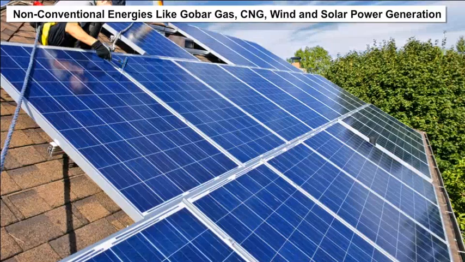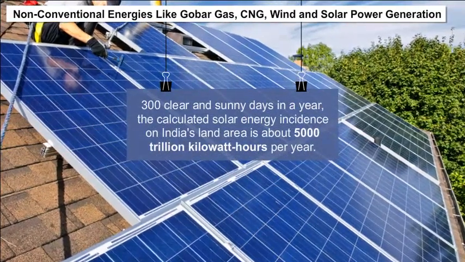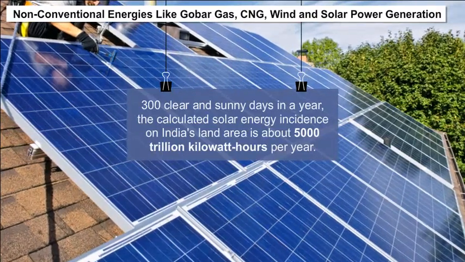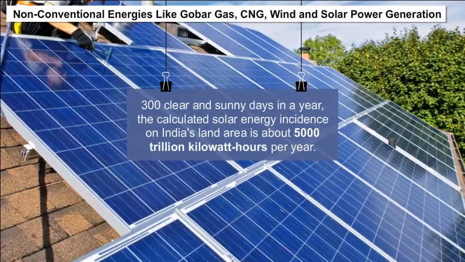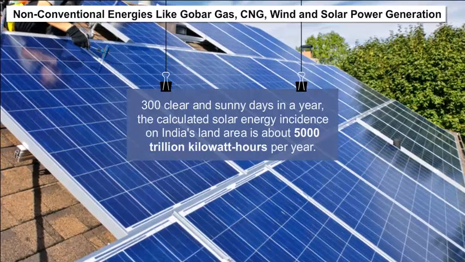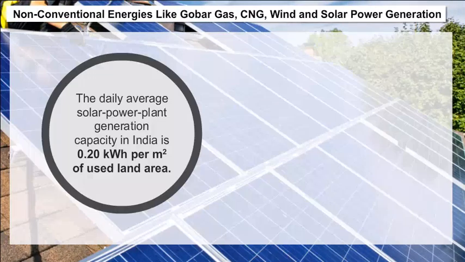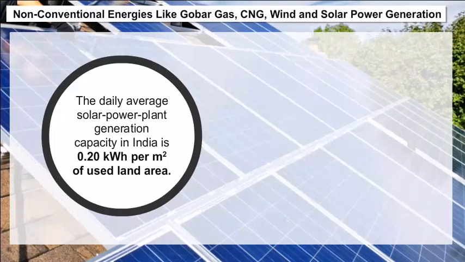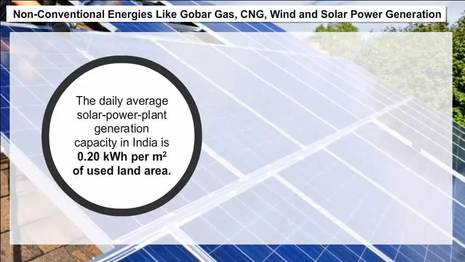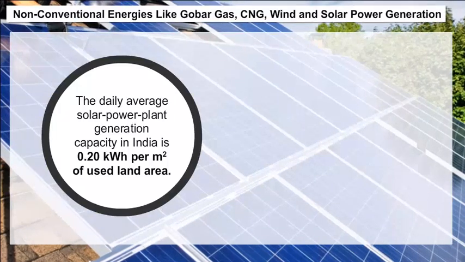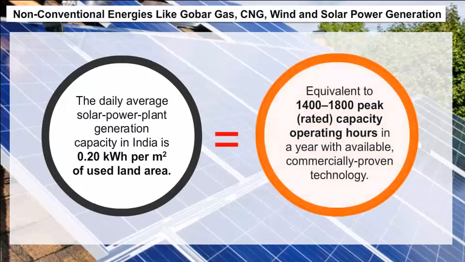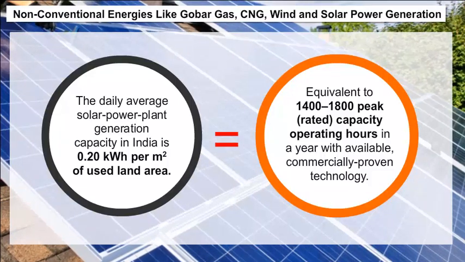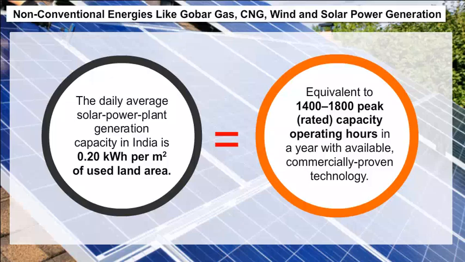With about 300 clear and sunny days in a year, the calculated solar energy incidence on India's land area is about 5,000 trillion kilowatt hours per year. The daily average solar power plant generation capacity in India is 0.20 kilowatt per meter square of used land area, equivalent to 1,400 to 1,800 peak rated capacity operating hours in a year, with available commercially proven technology.